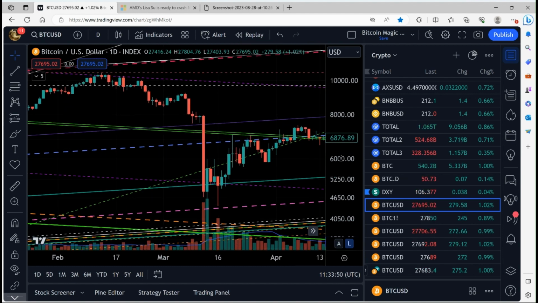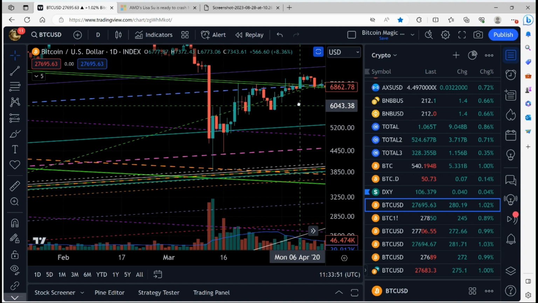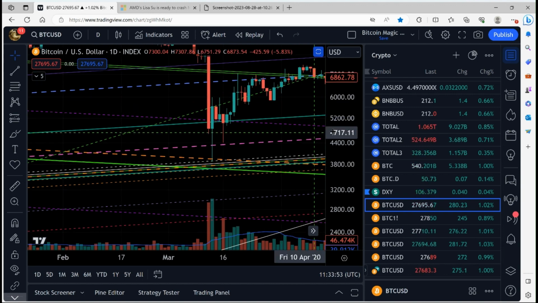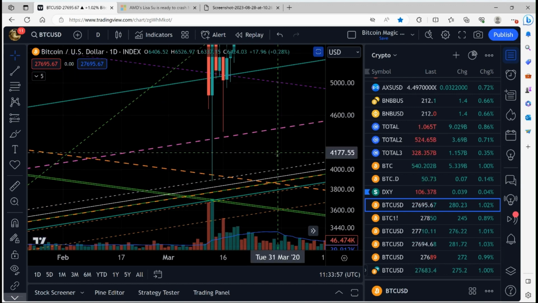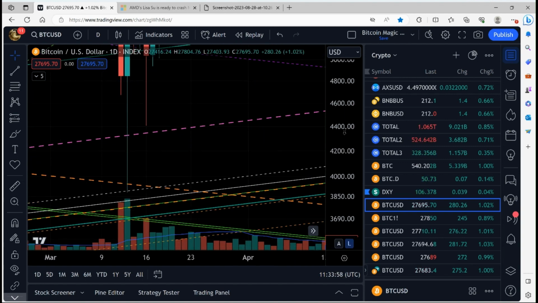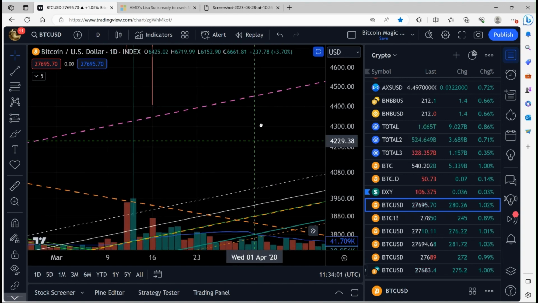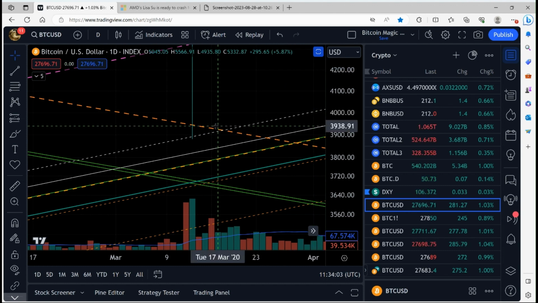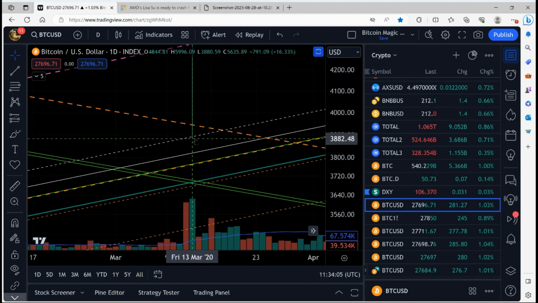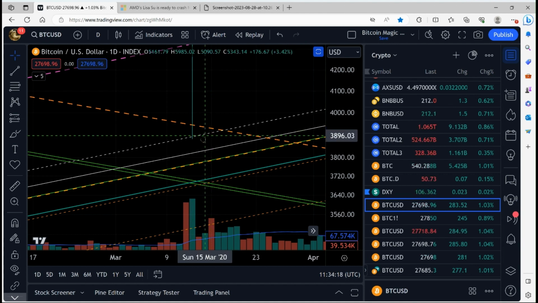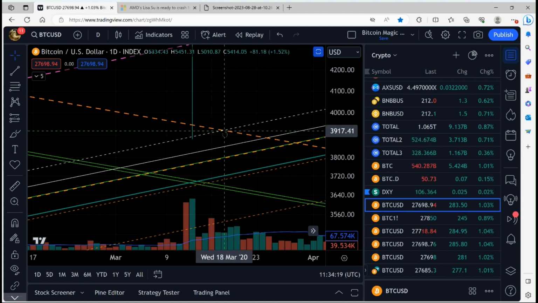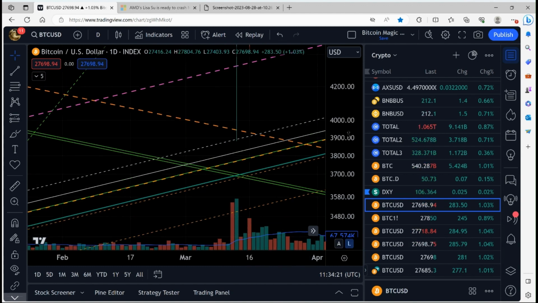And now let's move off of that. You really got to zoom in here. But when you do zoom in, you'll see that that white dotted line is right here at the wick on COVID, the COVID crash. That's what the support is. And why is that significant?